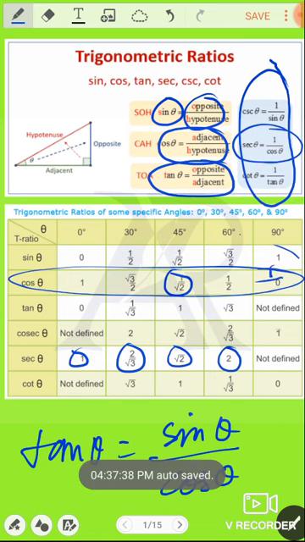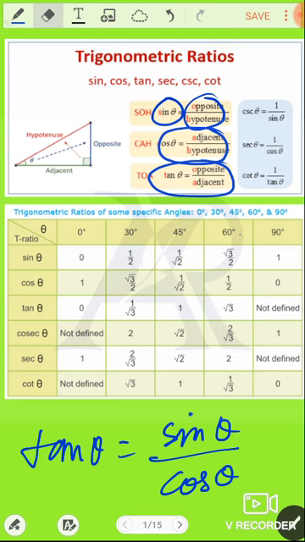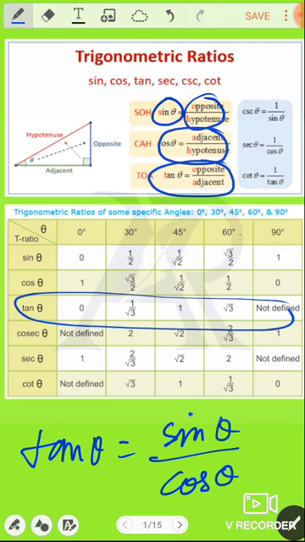1 by 0 is nothing but infinity. Therefore, infinity means you should write not defined. We know that tan and cot are reciprocals. Since you have the values of tan theta, you can reciprocate to get the values of cot theta. Here 1 by 0 we know is infinity, therefore it is not defined.